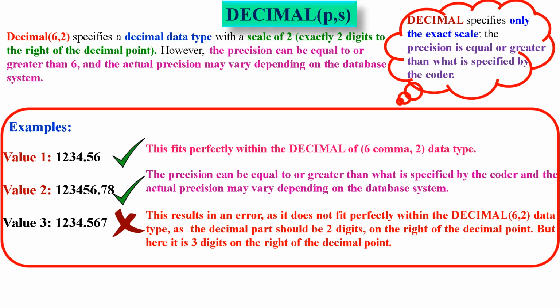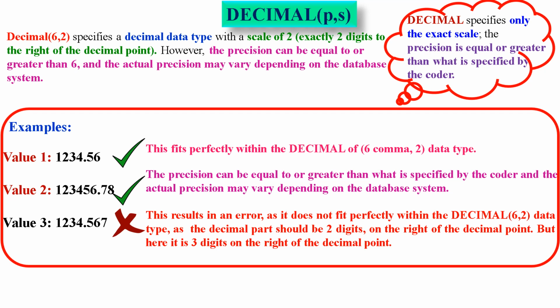Now look at value 2. A value like 123456.78 will also be stored with 6 digits in the integer part and 2 in the decimal part, even though the precision is greater than 6. Here, the total number of digits, that is the precision, is 8 digits. It accepts the precision given as 8 digits. The precision can be equal to or greater than what is specified by the coder, and the actual precision may vary depending on the database system.